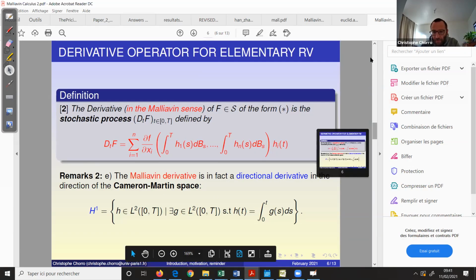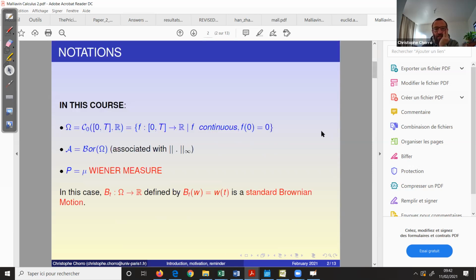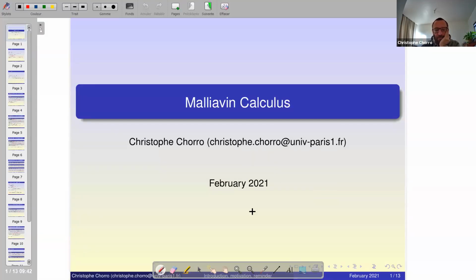So I split my screen, and we are here. First of all, I want to remind you, at the beginning of these sessions, of some of the notation I have previously introduced. So remind that for this course, excuse me, it's not the one we are going to use, let me try once again. It's this one that I want to use.